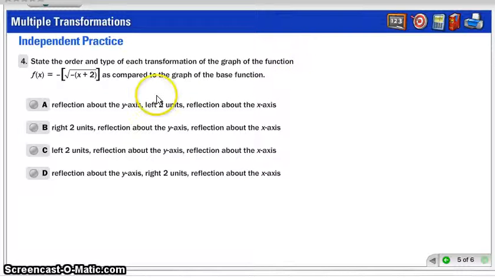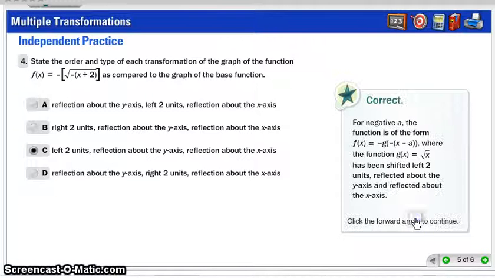Alright, now this one has 2 reflections, but you're still going to start with the horizontal change. So you're going to go left 2 units, reflect about the y-axis, then reflect about the x-axis. The inside negative here reflects about the y-axis, the outside reflects about the x-axis, but you always start with that horizontal change, that H.